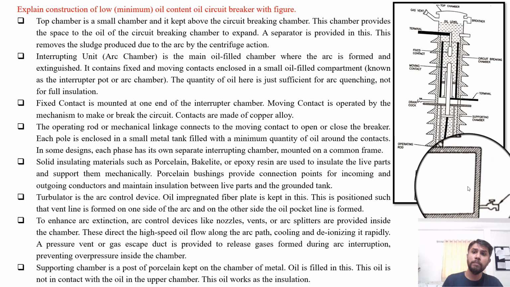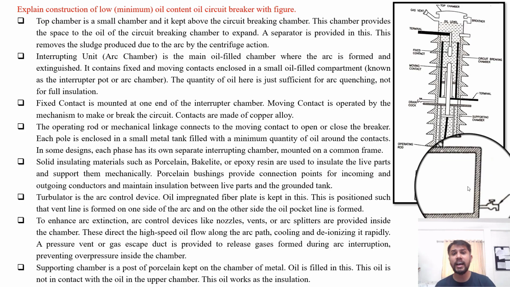Now the second most important thing in this is the interrupting unit, or say arc chamber. It is the main oil filled chamber where the arc is formed and extinguished. It contains fixed and moving contacts enclosed in a small oil filled compartment known as the arc pot, or interrupter pot, or say arc chamber. The quantity of the oil here is just sufficient for the arc quenching, not for the full insulation purposes. Fixed contact is mounted at one end of the interrupter chamber and moving contact is operated by the mechanism to make or break the circuit.